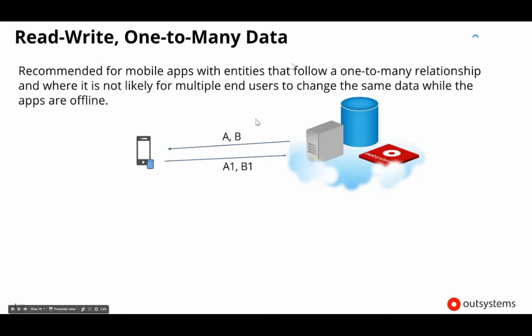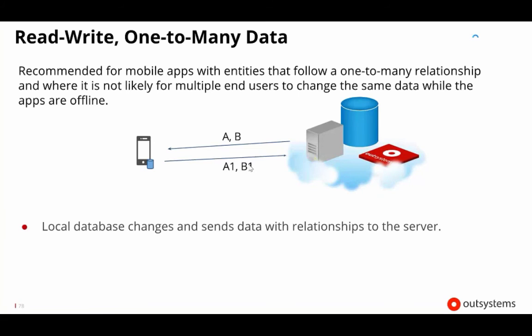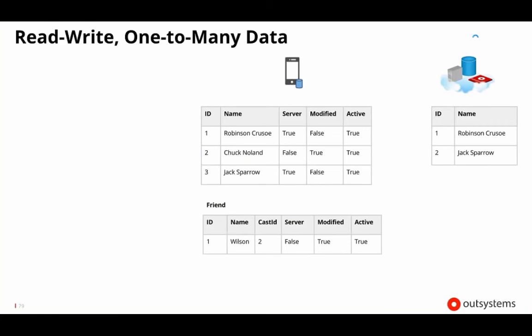So what happens in this case is that the server has A and B, and they are related, so they are tables with a relation. They send information to the device, and on the device we change both tables, and we send that information back to the server. So the local database changes and sends data with relationships to the server. The data in the server is always overridable. Okay, let's look at, again, here the use case that we have.